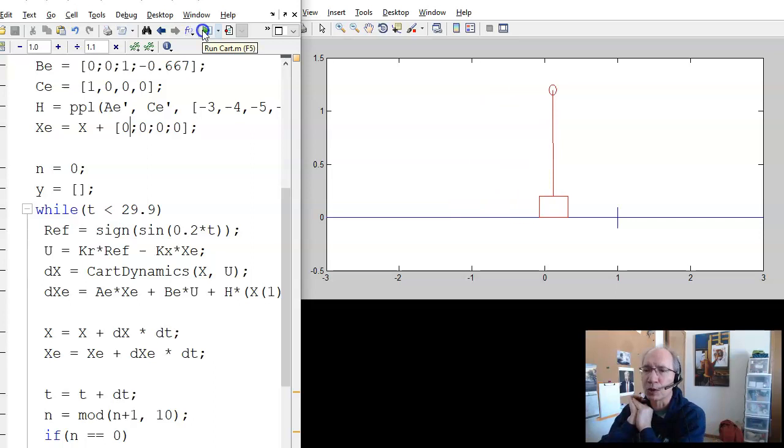I get this response. Here you've got two outputs. The red is the plant, the pink is the observer, and you can't really tell the difference just because it's working, it's tracking. So that's the ideal situation. Once the observer states converge, it works really well. And we'll let it settle out.